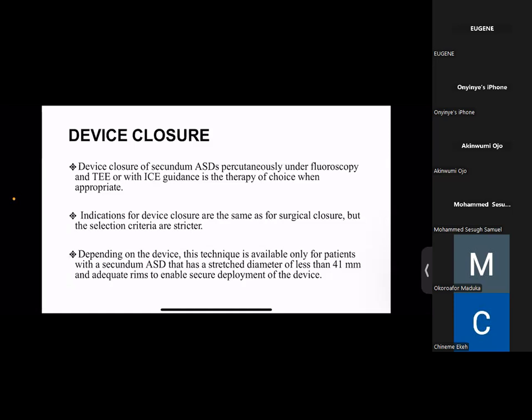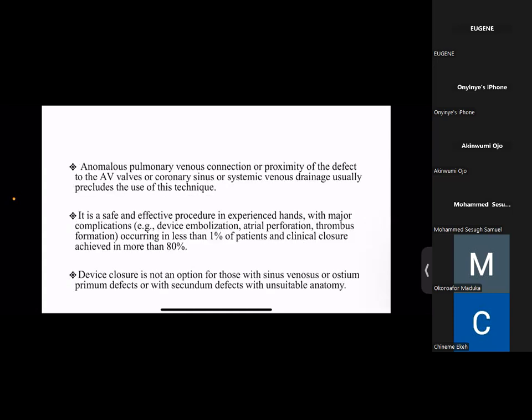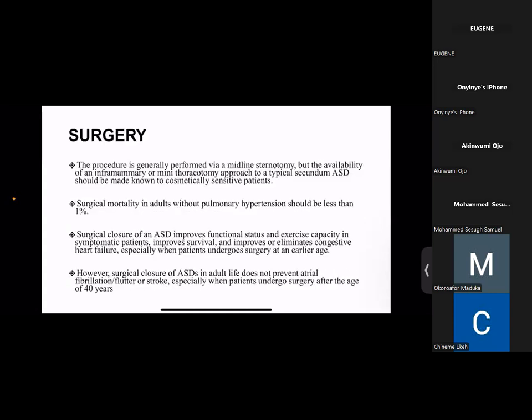Device closure of secundum ASD can actually occur, where it's done under fluoroscopy through transesophageal echo or intracardiac echoes. The indication for device closure is the same as surgical closure, but the selection criteria is stricter. For the surgery, the procedure is generally performed by a midline sternotomy. Surgical mortality in adults without pulmonary hypertension is less than 1%.